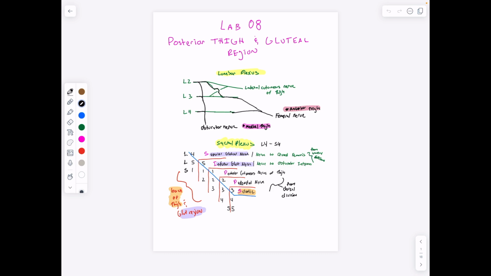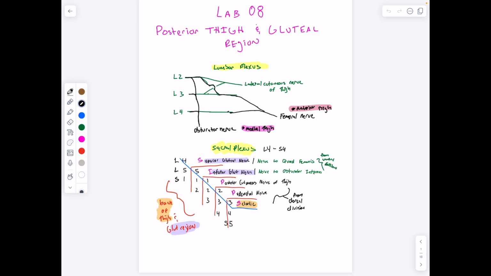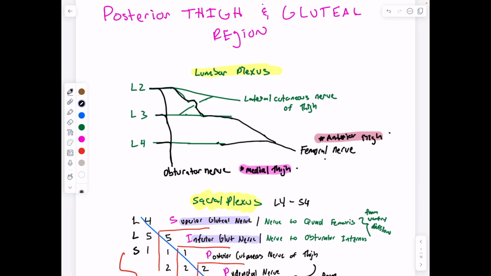But for the posterior thigh, gluteal region, anterior thigh, really we're concerned with just a couple of main nerves: the femoral nerve for the anterior thigh, the obturator nerve for the medial thigh. And then as we look at the sacral plexus, the gluteal nerves, and then for the posterior leg, posterior thigh, we'll be concerned with the sciatic nerve. And so just to start off, we have the lumbar plexus.